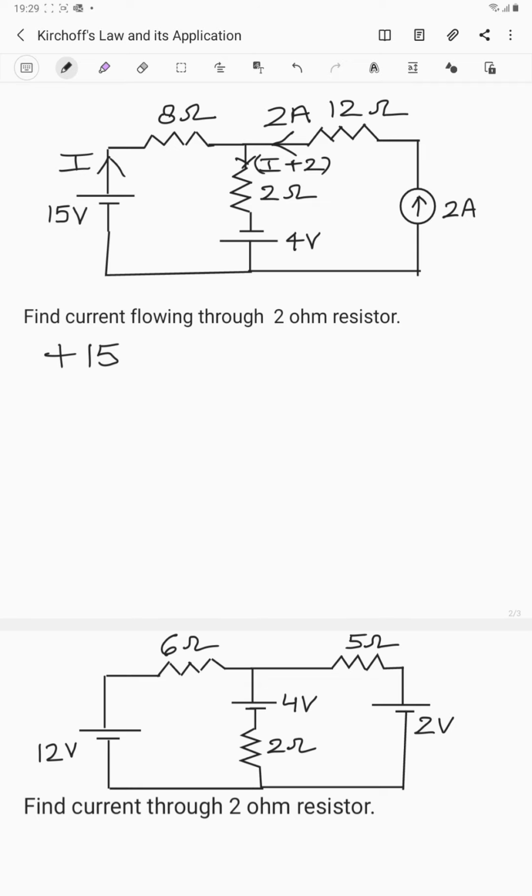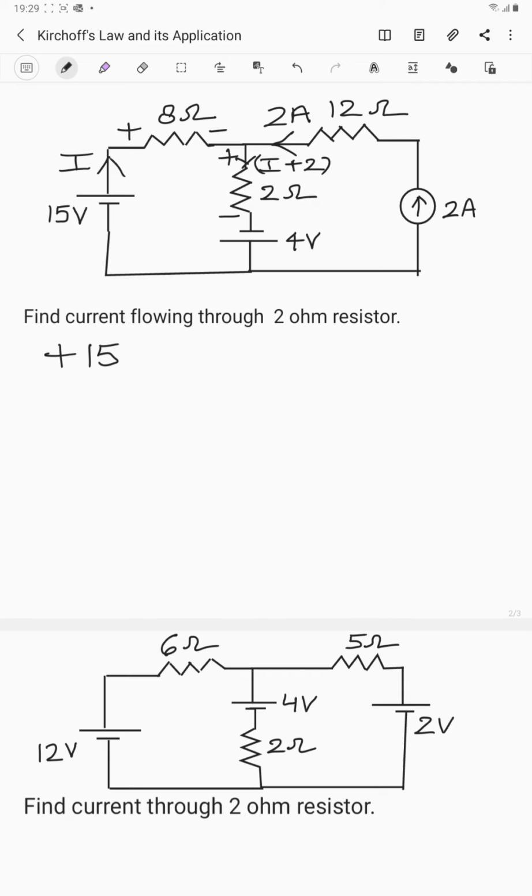To mark the polarity, the current I which we have assumed is flowing from left to right through the 8 ohm resistor. We know current flows from higher to lower potential. That means the left side has higher potential and the right side is at lower potential. The next is the 2 ohm resistor. The current is flowing from top to bottom. That means the top has higher potential and the bottom is at lower potential. So this is how we mark the polarity of the resistors.